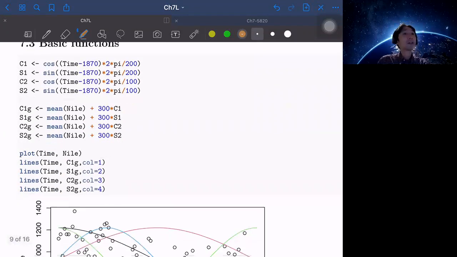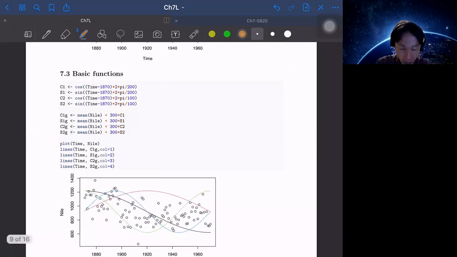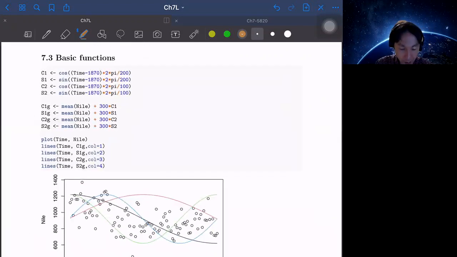Okay, so that's it. Next time we will do the basis functions and the regression spline, smoothing spline, and the GAMs, and so on.